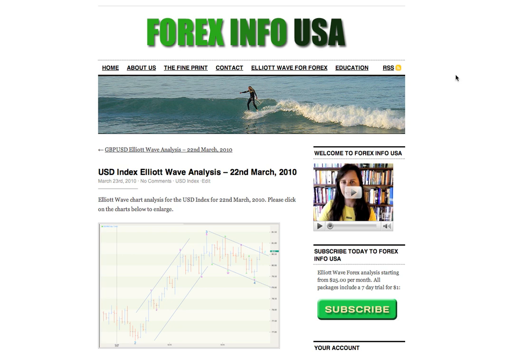Overall, the trend is very clear. The trend remains up. That's all from me with your US dollar index Elliott wave analysis.